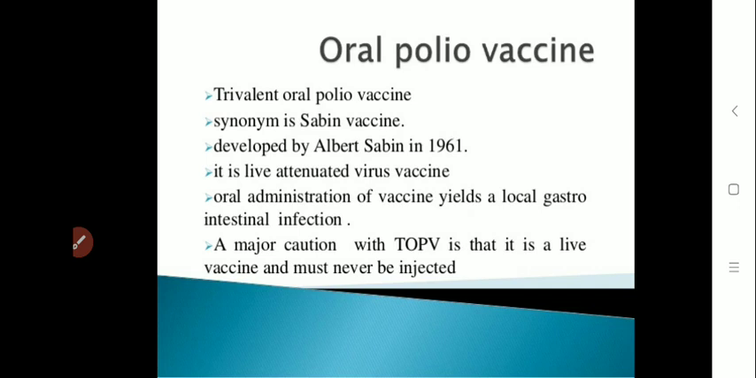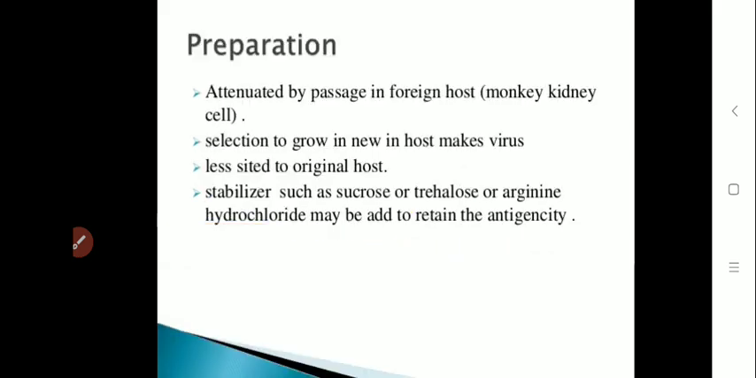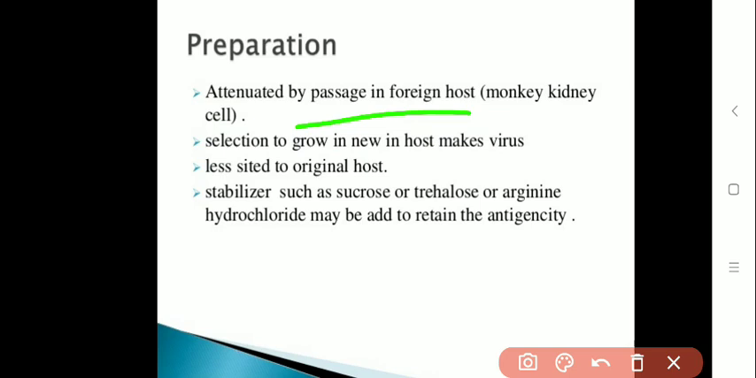It is also known as trivalent oral polio vaccine or the Sabin vaccine, which is a live attenuated virus vaccine, and it is administered by the oral route. Now we'll study the process of vaccine production. As we have discussed earlier, the attenuation of this virus is carried out by passing it through a foreign host, and here the foreign host is the monkey kidney cell.